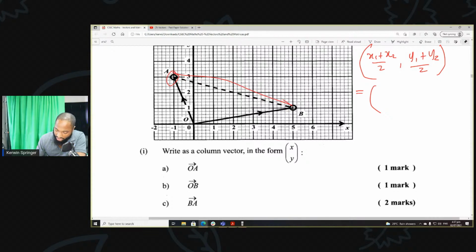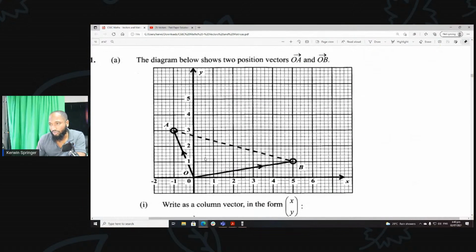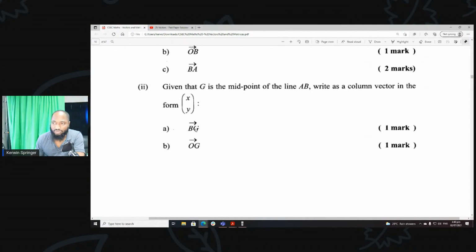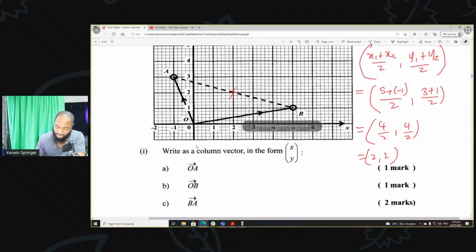What's the X coordinate there? 5 plus -1 over 2. And the Y, 3 plus 1 over 2. So you end up at 4 over 2 and 4 over 2. You end up at 2, 2. So the midpoint is 2, 2. And then after I find the midpoint, they wanted you to find BG and OG. B to G.